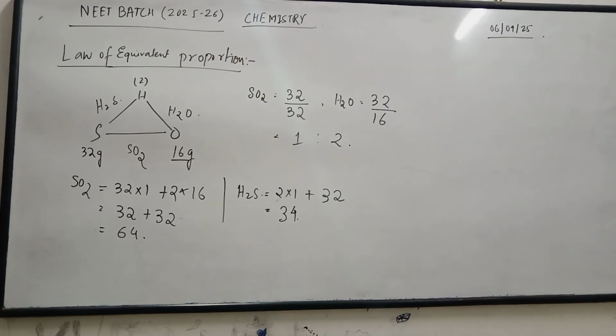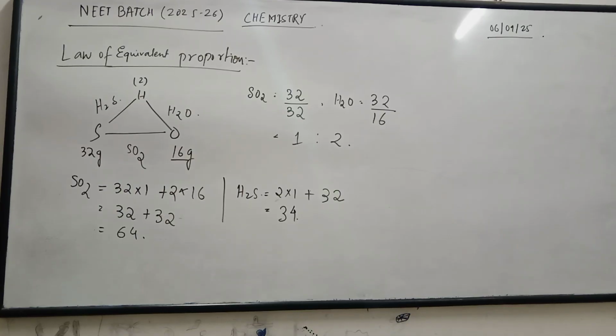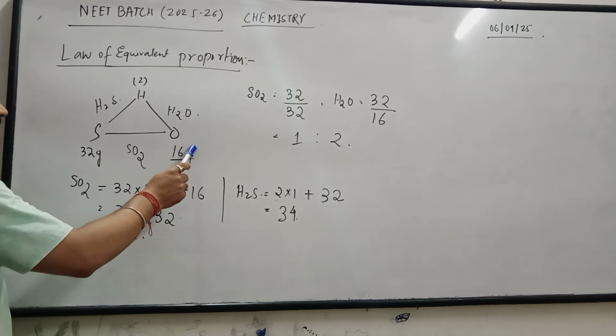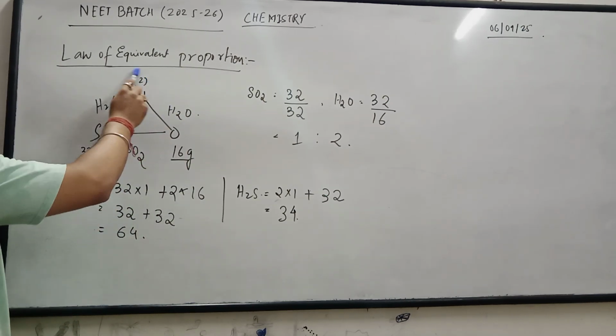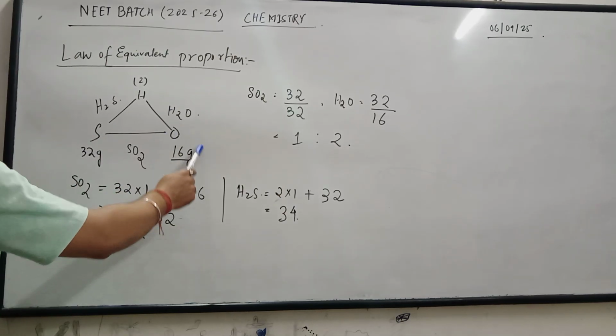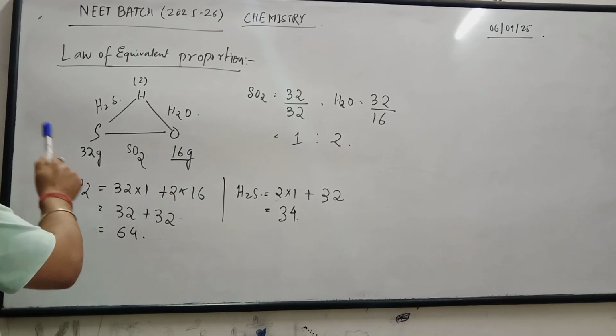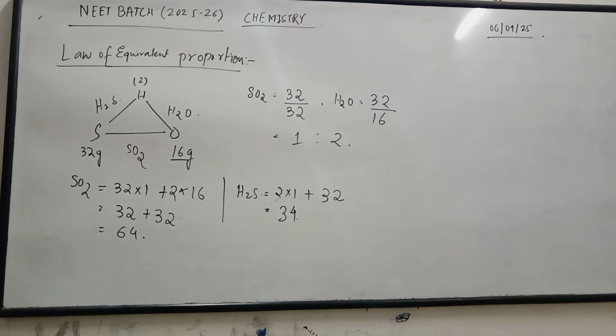So this is how I can say that the weights of two or more substances which react separately with the same weight of a third substance are also the weights of these substances. These and these are the same, but one is only twice of it. 16 to 32, so it is twice of it.